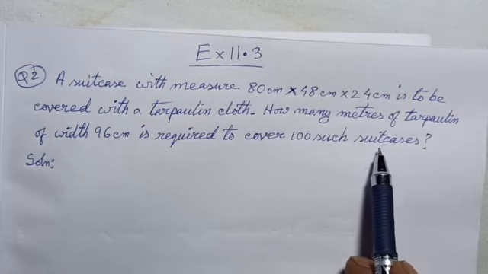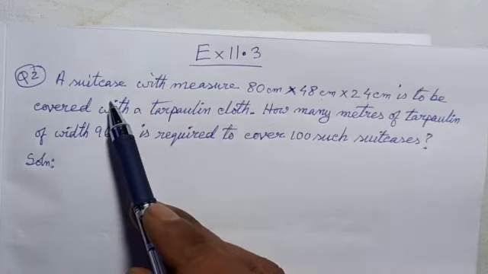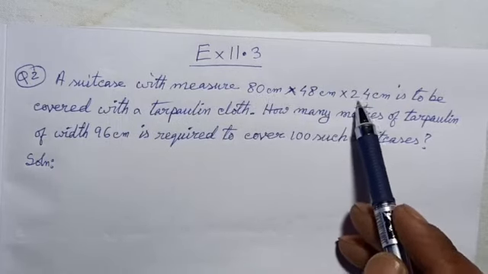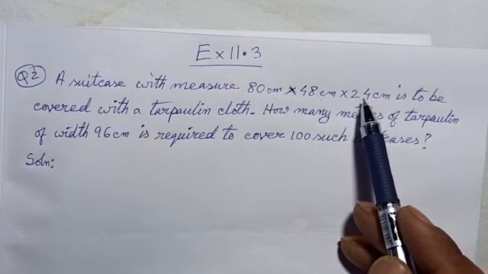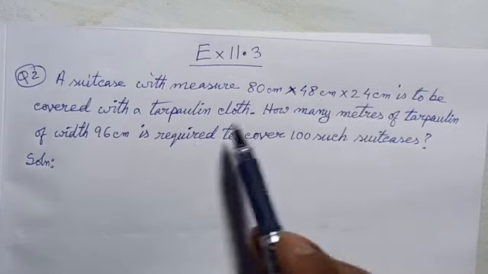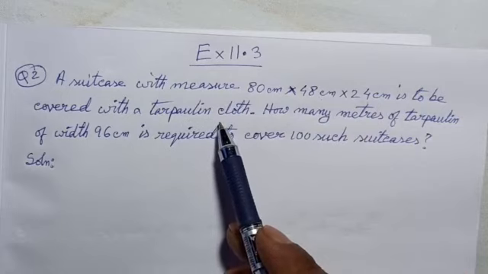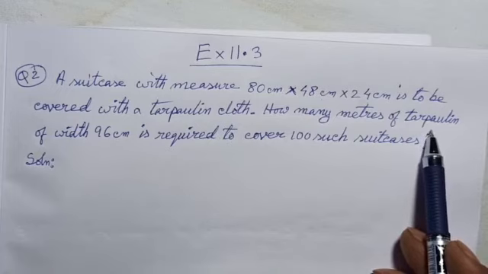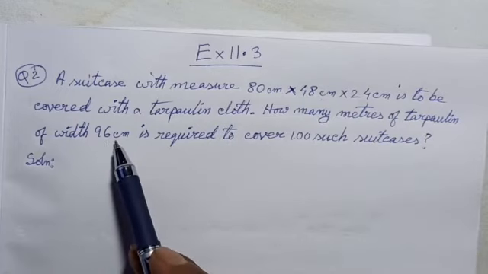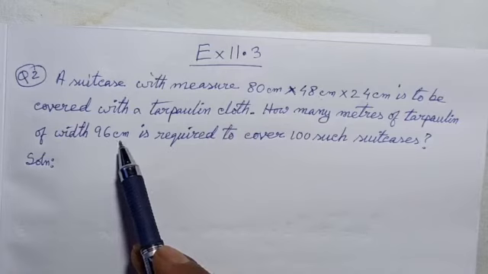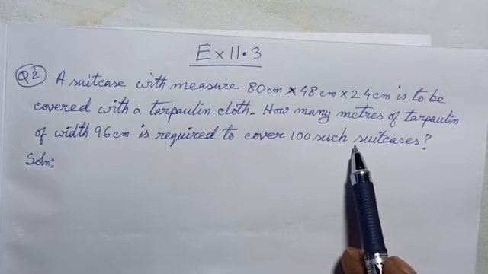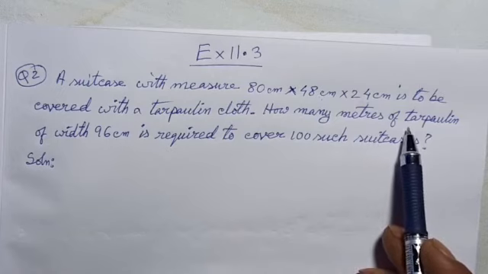Here the question is that there is a suitcase whose length is 80 centimeter, breadth is 48 centimeter, and height is 24 centimeter, and we are going to cover that suitcase with tarpaulin cloth. Now the question is that if there is a tarpaulin whose width is 96 centimeter, and if we want to cover such 100 suitcases, then how many meters of tarpaulin do we need? We have to find out.